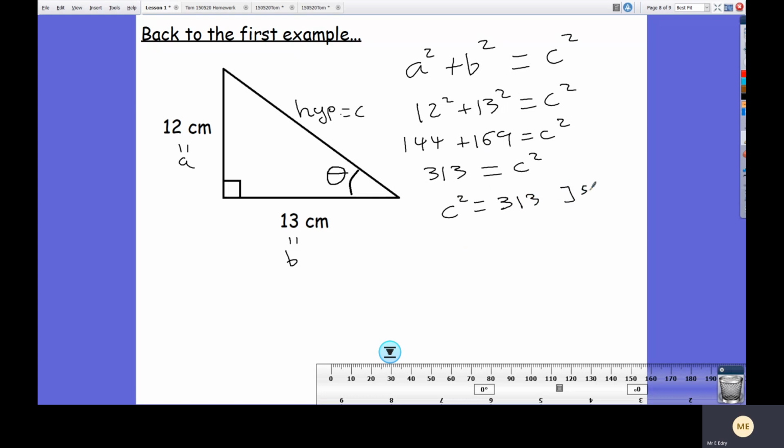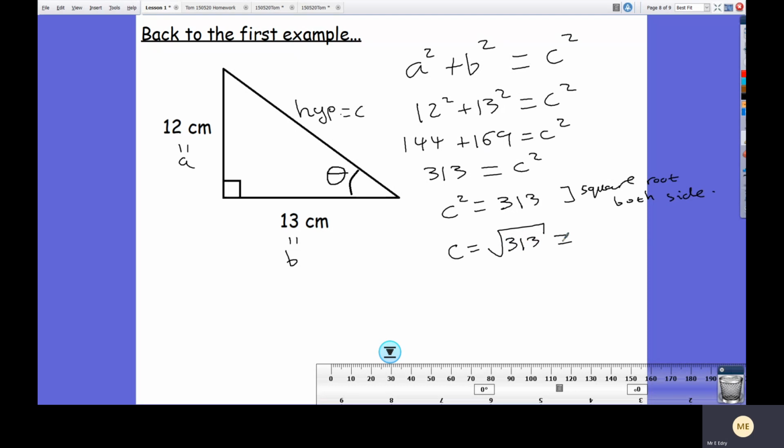To do that, I can square root both sides, because square root is the inverse of squaring. If I square root C squared, essentially it will get rid of the square. There is obviously the issue of negative roots. I'm not worried about that here. So I get C is equal to the square root of 313, and I know C is positive.